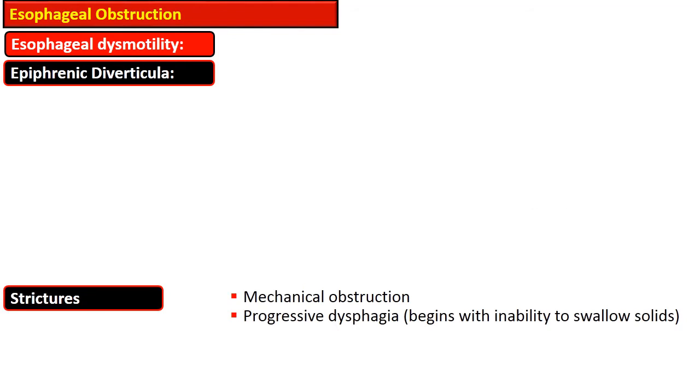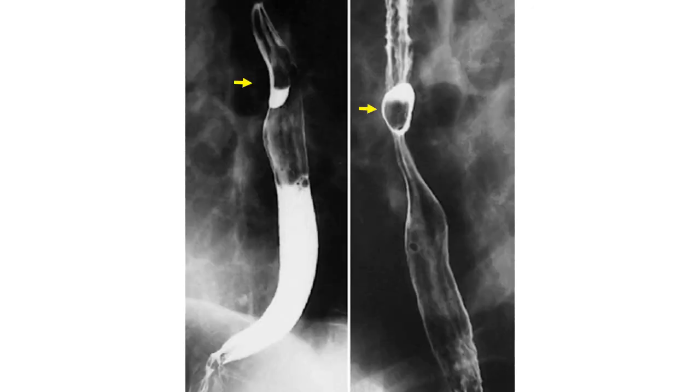The strictures cause mechanical obstruction and progressive dysphagia, and this progressive dysphagia begins with the inability to swallow solids. The esophageal Zenker's diverticulum is also known as pulsion diverticulum. These are barium swallow radiographs, and these two views from the upper gastrointestinal series show the contrast medium revealing a Zenker's diverticulum in the upper esophagus.